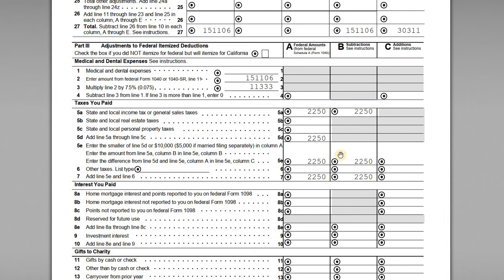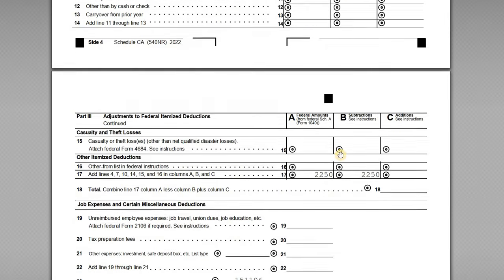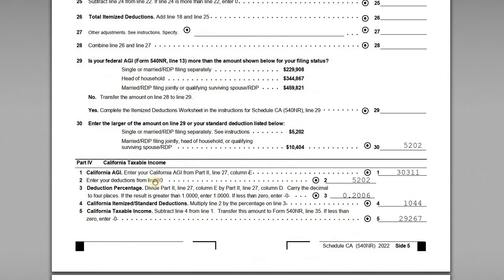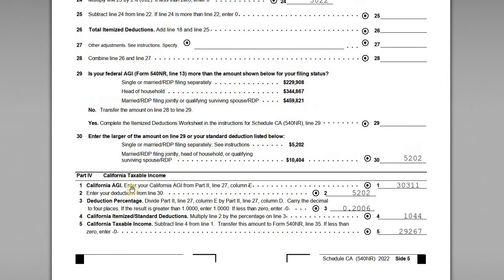Now, Part 3 is used if we need to make adjustments because we are itemizing our deductions. We are not itemizing deductions. We're claiming the standard deduction. So you can leave those items blank and skip down to Part 4 where we calculate our California taxable income. So the $30,311, that's coming up from the page above that we were just looking at. That's our California AGI. The deductions we have is the standard deduction, so there's that $5,202 amount.